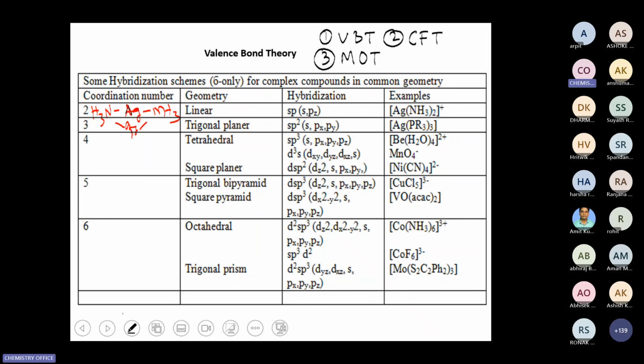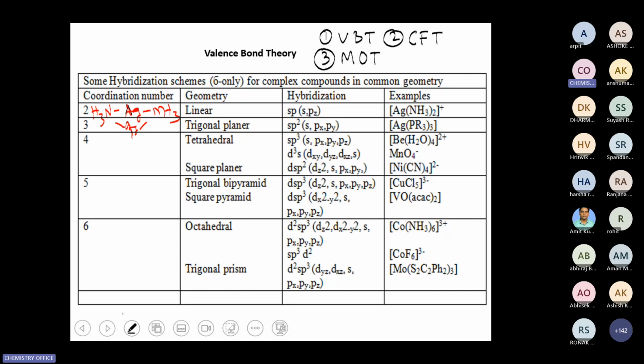Now for coordination number 4, there are 2 possibilities, tetrahedral and square planar. In tetrahedral, they undergo sp3 hybridization. The example is the tetraaqua beryllium 2 plus cation. This sp3 hybridization is very simple. Beryllium has 1s and 3p orbitals, those can undergo sp3 hybridization and they can accommodate the lone pairs of electrons from water.